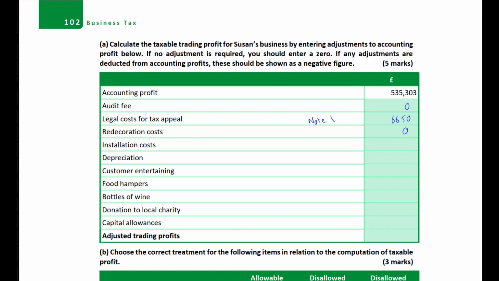Redecoration we said was fine, but we will now want to add back the cost of installing our machine. That was in note 2. So having the effect of increasing the accounting profit to turn it into a tax profit, disallowing expenses that don't meet with HMRC's criteria of being allowable.